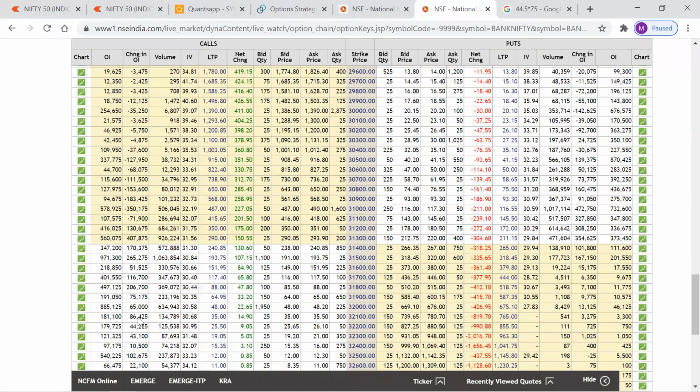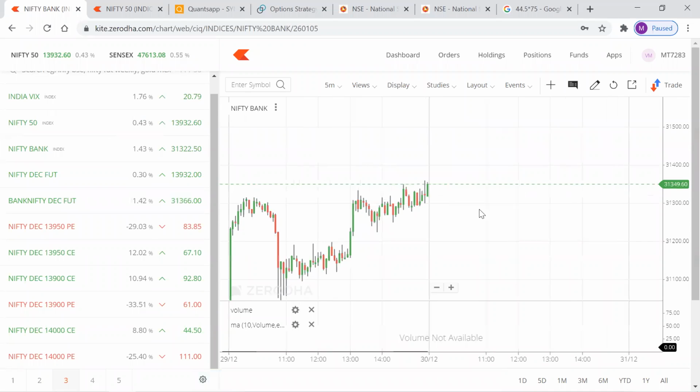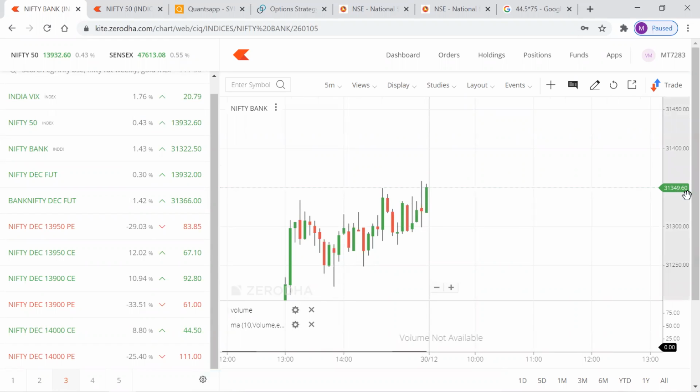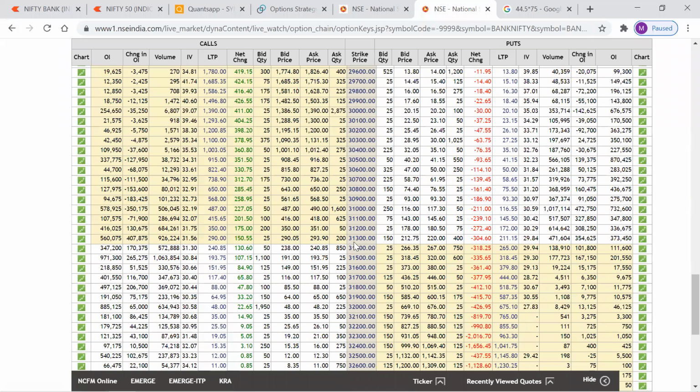Now see, what is the last traded price of Nifty Bank? The last traded price of Bank Nifty is 31,349, which is closer to 31,300 and 31,400. So these two strikes are at the money strikes. What is in the money strike? In the money strike is nothing but yellow field. All these are in the money strikes, because all these are lower than 31,300 and 31,400. So all these are in the money strikes for calls.